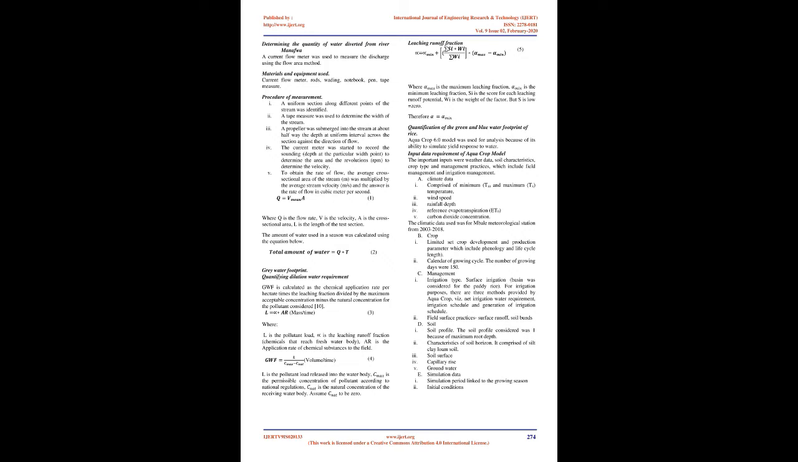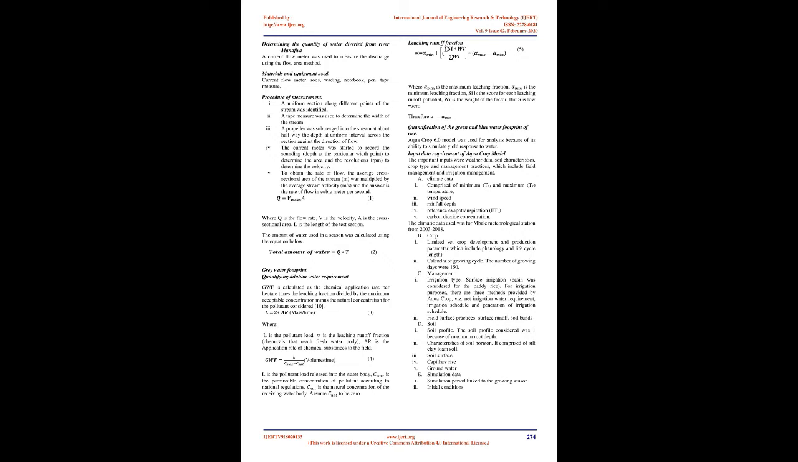B. Crop: 1. limited set of crop development and production parameters, which include phenology and life cycle length. 2. Calendar of growing cycle. The number of growing days was 150. C. Management: 1. Irrigation type. Surface irrigation, basin, was considered for the paddy rice. For irrigation purposes, there are three methods provided by AquaCrop, viz. net irrigation water requirement, irrigation schedule, and generation of irrigation schedule. 2. Field surface practices, surface runoff, soil bunds.